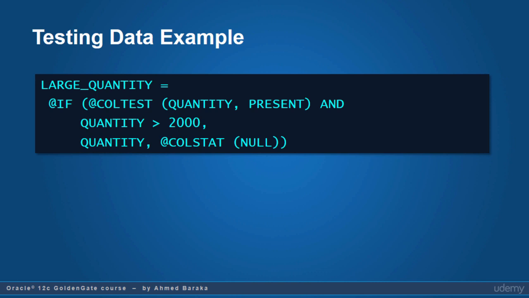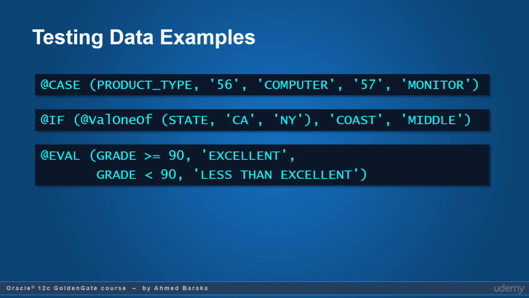This is another example of using CallTest and CallStat together. The example is checking if the quantity value is present and it is greater than 2000, its value is assigned to the large quantity column. Otherwise, it will assign null to the large quantity column. The examples in the slide are examples of using the case, val1of, and eval functions. I think they are all self-descriptive. I don't need to explain much about them.